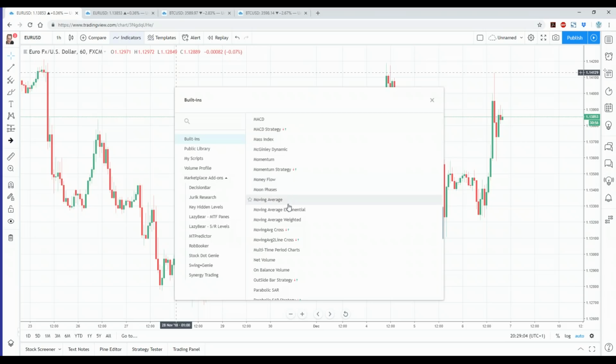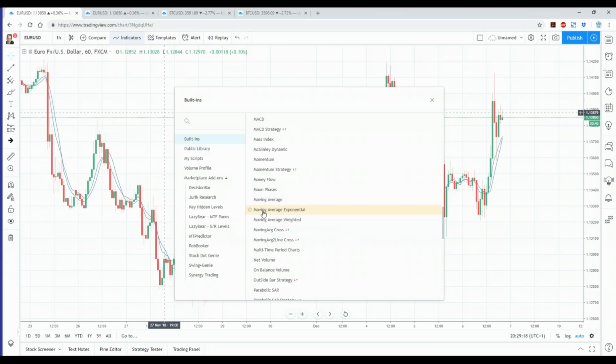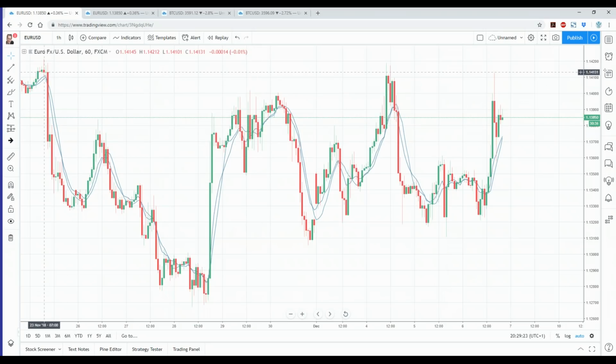And you can see here moving average exponential, moving average weighted, moving average cross, all the different ones that we want to do. So we're going to just click on moving average. And at the same time, while I'm here, I'm going to click on moving average exponential, so that we have them both up on the chart. Now, let's start out with the simple moving average. And I'm going to hide the other one.